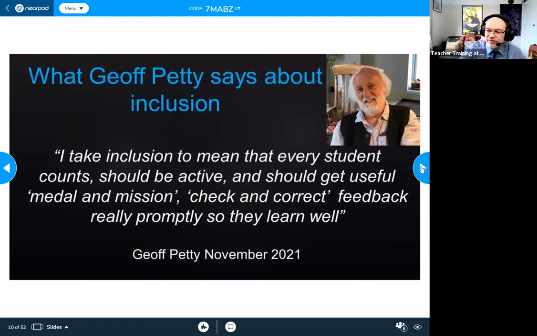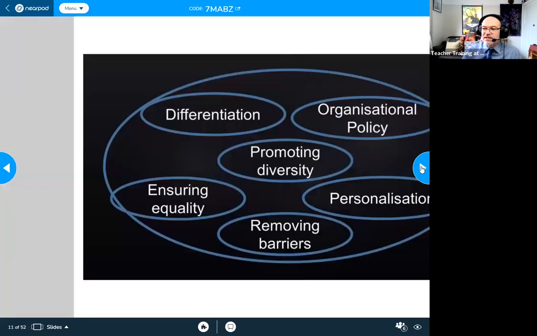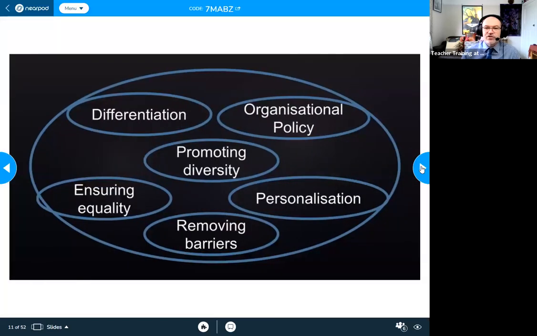One of his approaches to feedback is his medal and mission approach. Jeff Petty actually goes beyond this statement in one of his presentations and in his books to say that inclusion is really an organizational approach. So part of inclusion needs to be that the college has to have policies around inclusion.